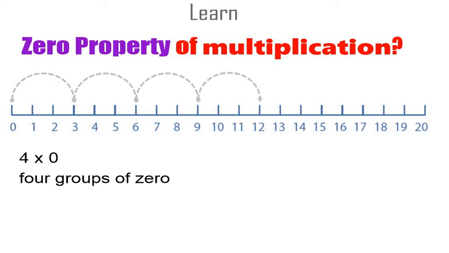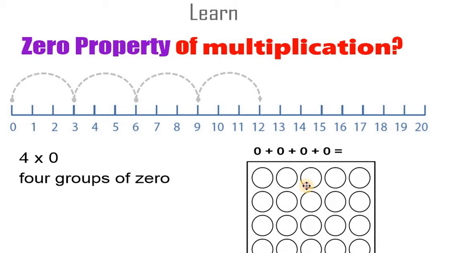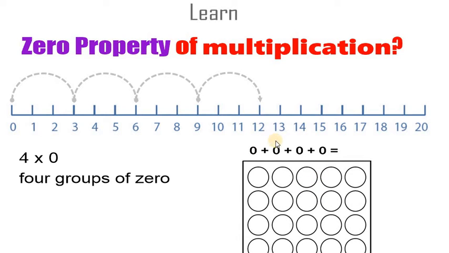Well, let's start by drawing an array. So here's my array. I have 0 plus 0 plus 0 plus 0. There are 4 zeros. 1, 2, 3, 4 zeros. And the answer is 0. It seems kind of silly, doesn't it? But how many circles would I color in? I would color in 0, and then I would color in 0 more, and then I would color 0 more. And you see what's happening, don't you?